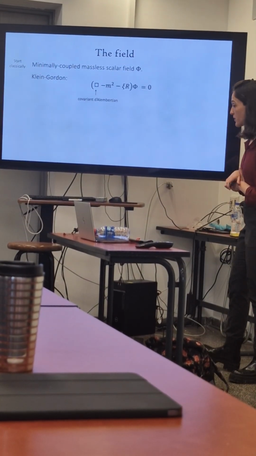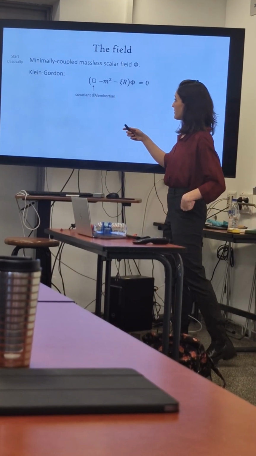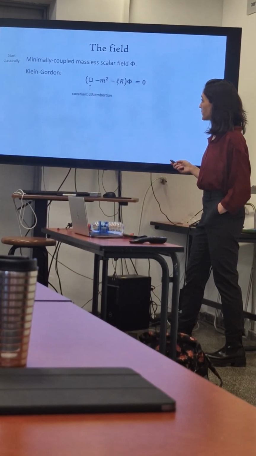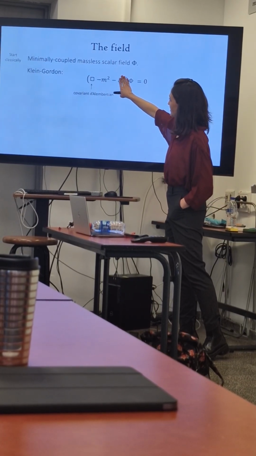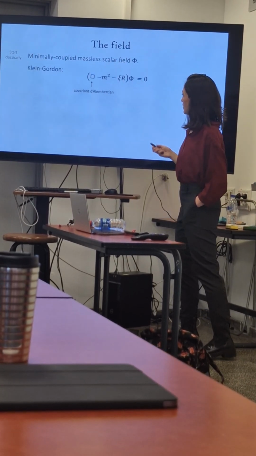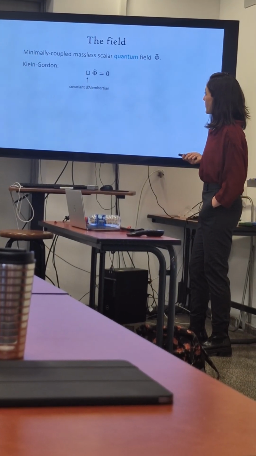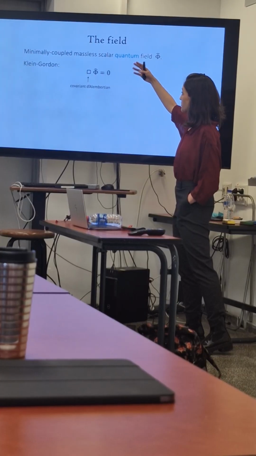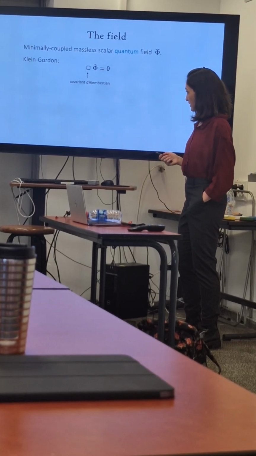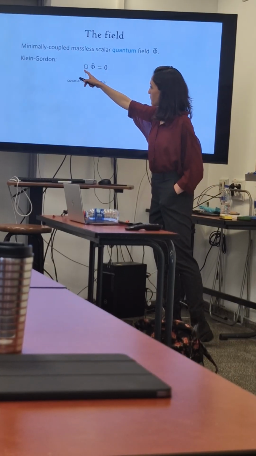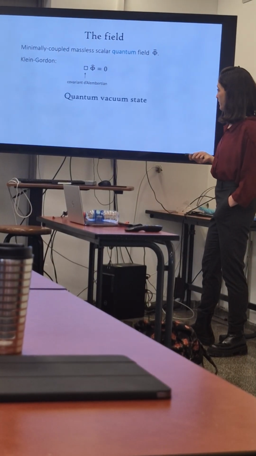And now the field that propagates on this background metric. Let's start classically with a minimally coupled massless scalar field, which obeys the Klein-Gordon equation. Minimally coupled means this term is gone, and massless, so we are left with this equation just for simplicity. And now we upgrade it to be a quantum field, which obeys this equation. This is the covariant d'Alembertian that has to do with the metric coefficients.